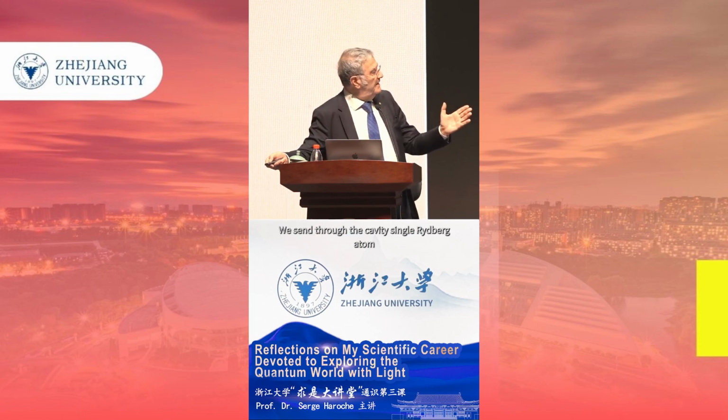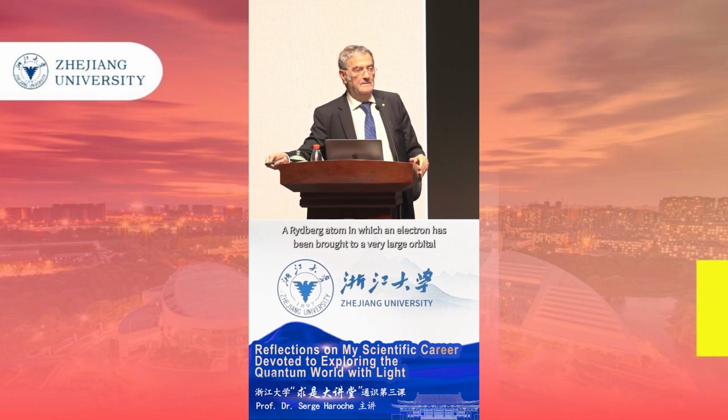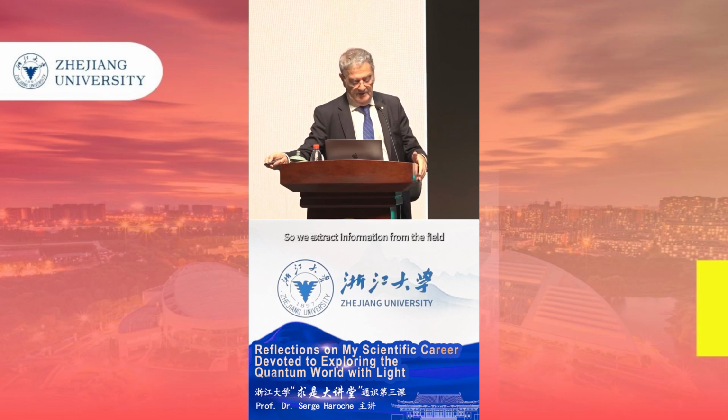And we send through the cavity single Rydberg atoms. A Rydberg atom is an atom in which an electron has been brought to a very large orbital size, and the atoms are crossing the cavity one by one. They couple to the field in the cavity, and we measure them downstream, so we extract information from the field.